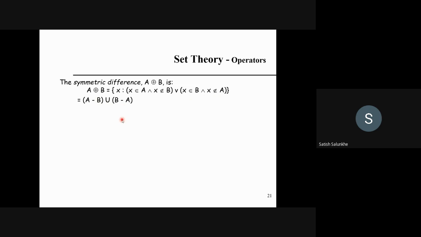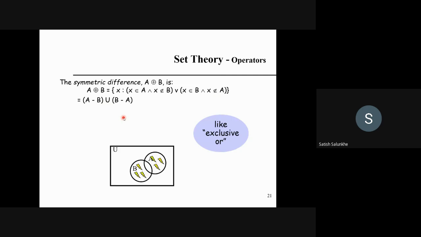So it looks something like this. Symmetric difference means you just eliminate the common elements from both sets, and the remaining elements in set A and set B united together is called the symmetric difference A symmetric difference B. With respect to the definition, it is all the elements X belonging to A and not belonging to B, or X belonging to B and not belonging to set A. So it is like this.